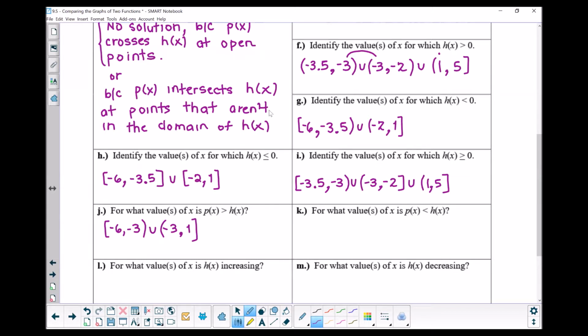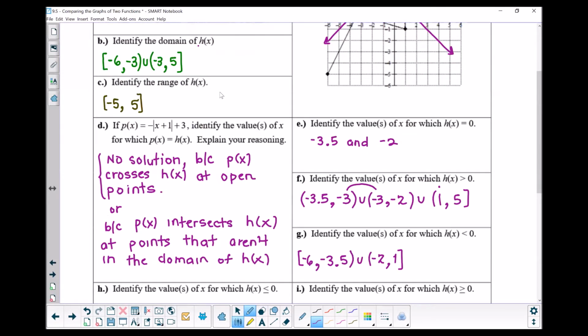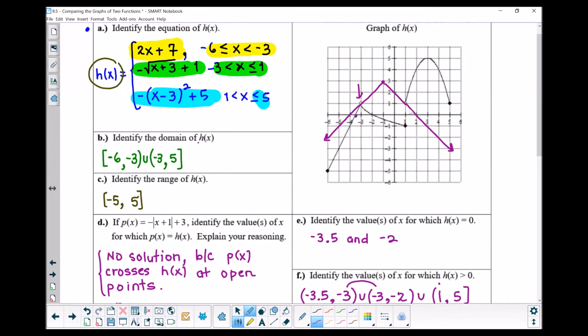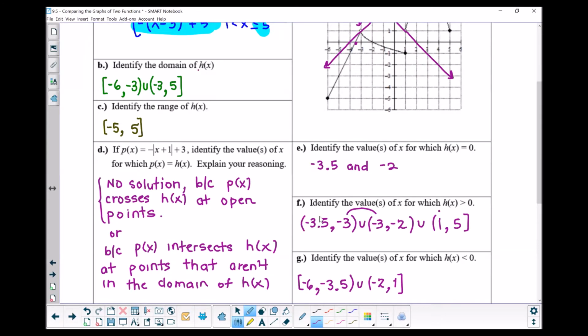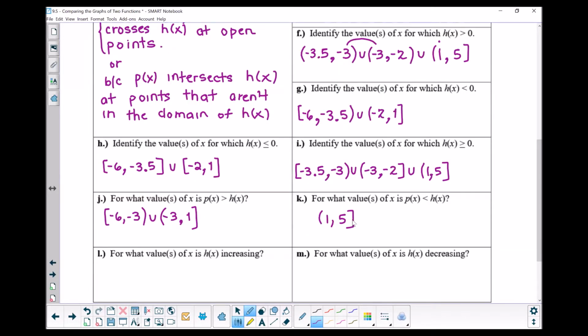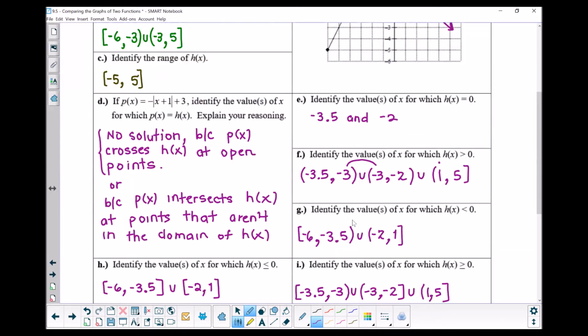All right. P of X less than H of X. So when is the P graph underneath the H graph? And it doesn't seem like that's going to be very common until we get to this 1. And as that begins to happen, the 1 will not be included because that portion of the graph up here, 1 is not defined, but we would include that all the way to 5. So I say that this has a pretty simple answer. Open 1 to closed 5.